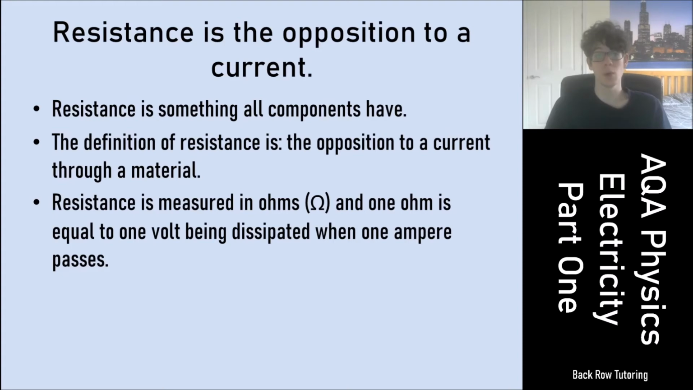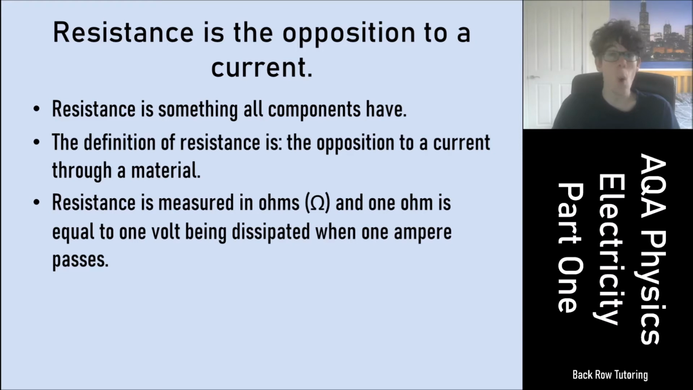Resistance is the opposition to a current. So resistance is something all components have. There is nothing which has no resistance. Every material, every component in a circuit, everything has some sort of resistance. The definition of resistance is the opposition to current through material.